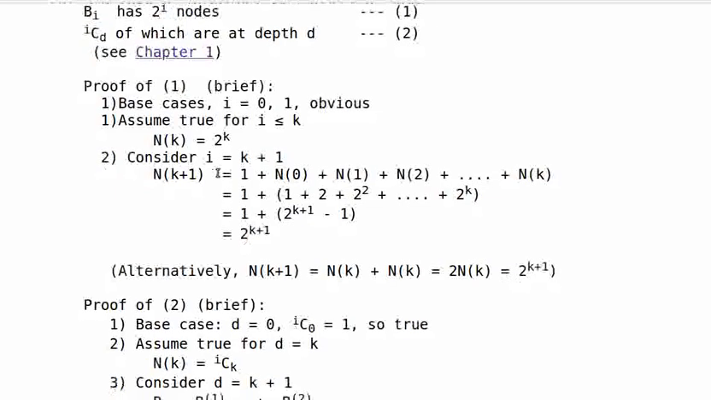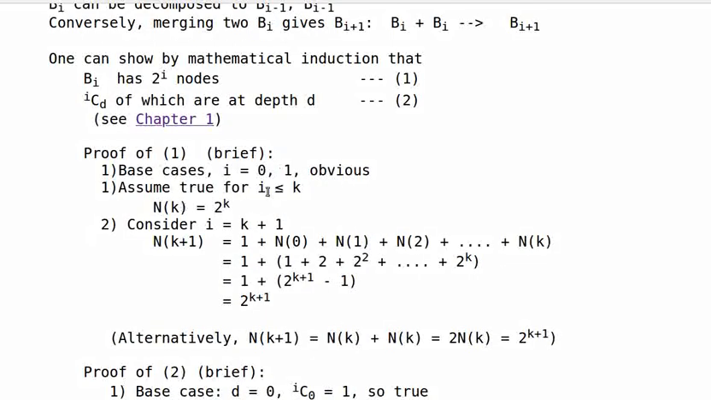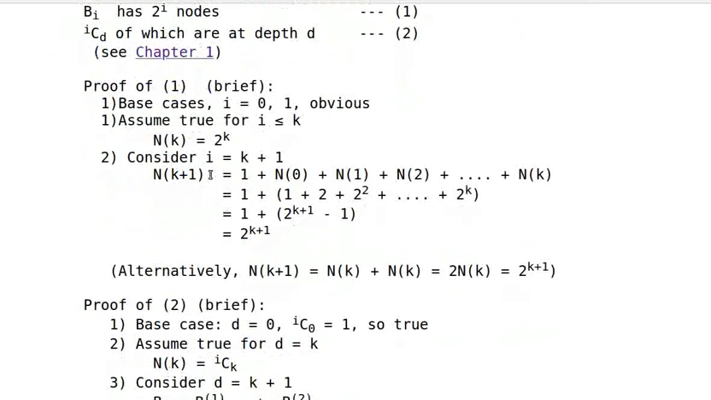And then now we assume that this is true for i smaller than or equal to k. So that means the number of nodes of Bk is equal to 2^k. Now we consider i equals k plus 1, and that means we want to find out the number of nodes in B(k+1).